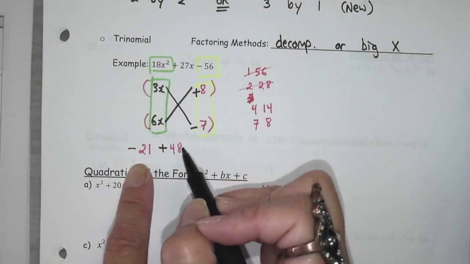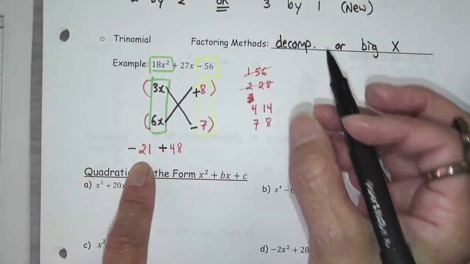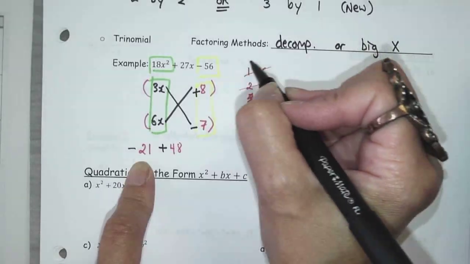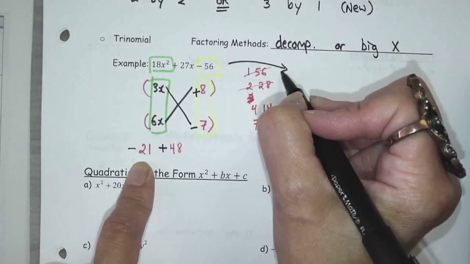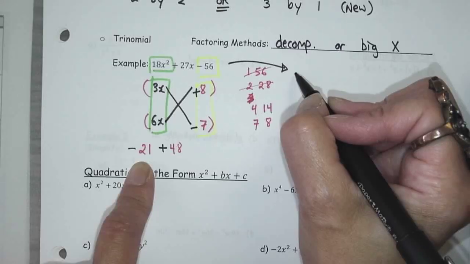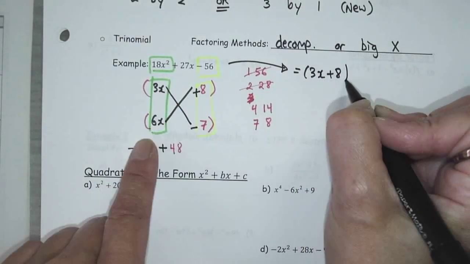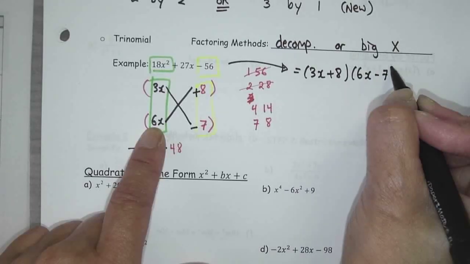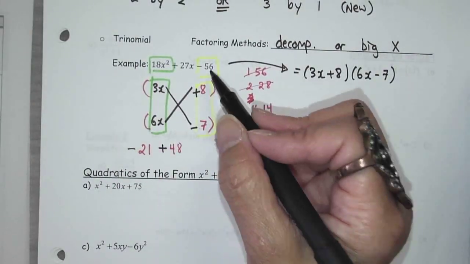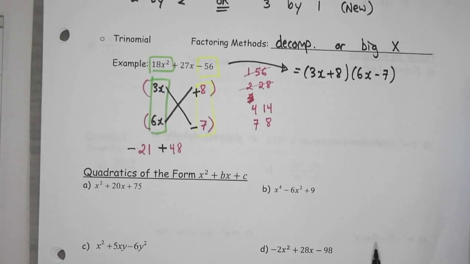Okay, so then we've got those two numbers. These are my two brackets. So this here is, I'm just going to answer it over here. Sorry. Shouldn't have put the line up there. And then my answer for this one would be 3x plus 8 times 6x minus 7. And you check again. Those two do multiply to negative 56. We're good to go.